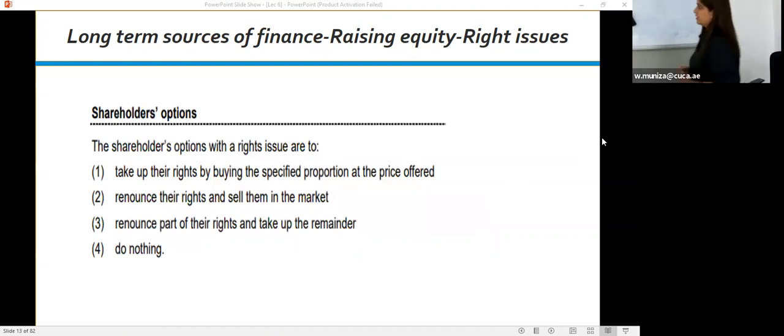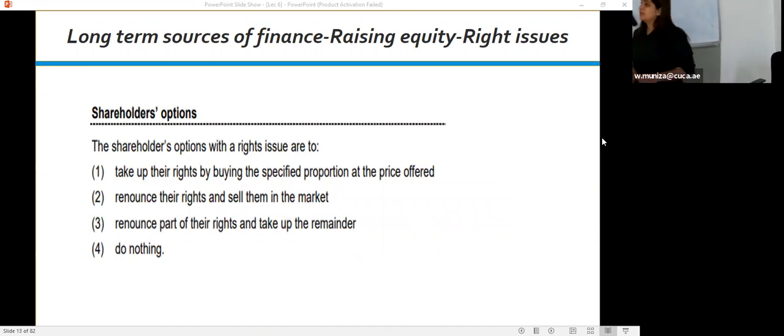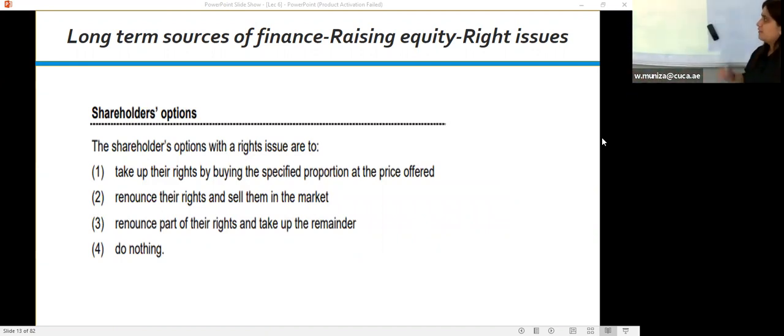Now, my dear students, for rights issue, as I told you, there are different options which are available to the shareholder. What is the first option? Take up their rights by buying the specified proportion at the price offered. If they do not want to take all of the shares which are being offered to them, they can take a proportion of the right shares. Then renounce their rights and sell them in the market. So they can take up the rights and they can then sell them into the market. Then renounce part of their rights and take up the remainder. If they do want, they can sell some of their rights and take up the remainder. And the fourth option is do nothing. In the last case, your shareholder wealth is not going to be changed.